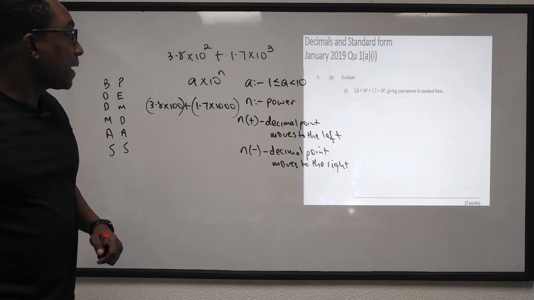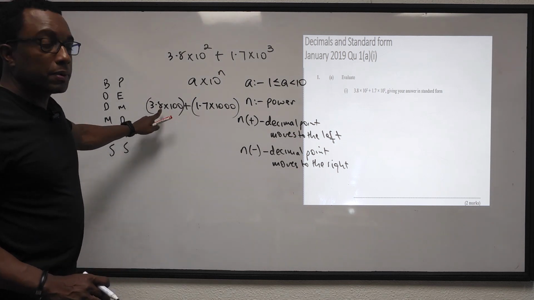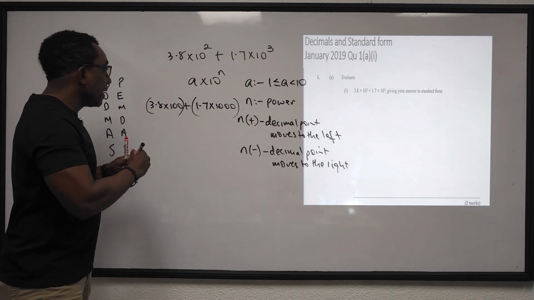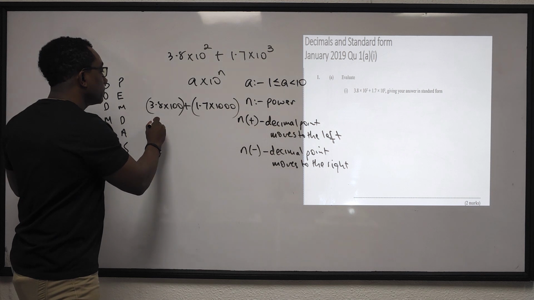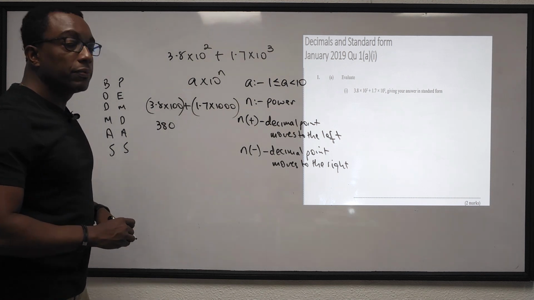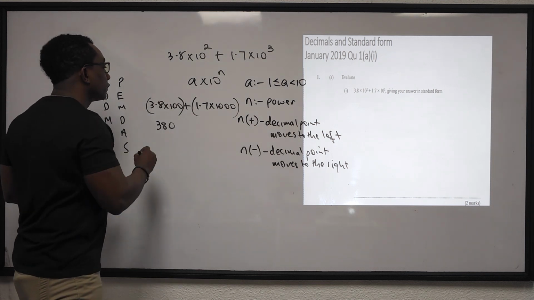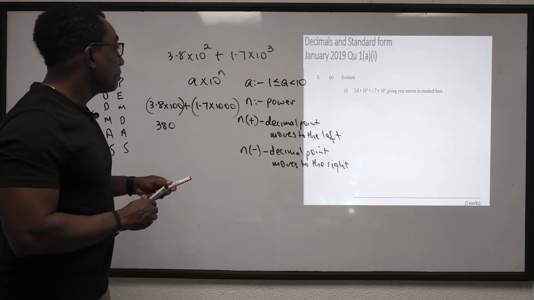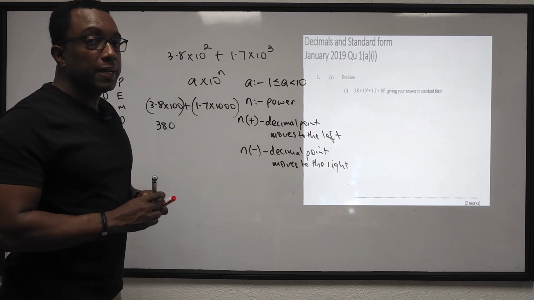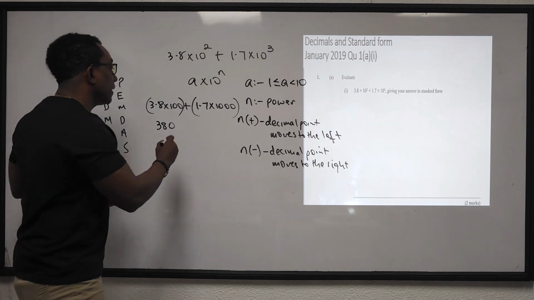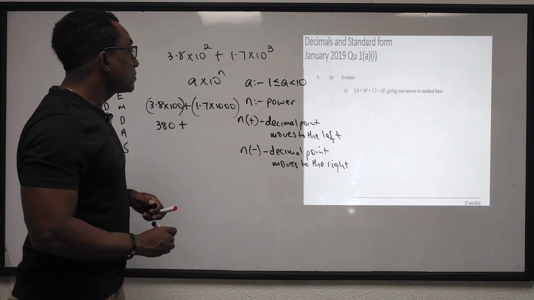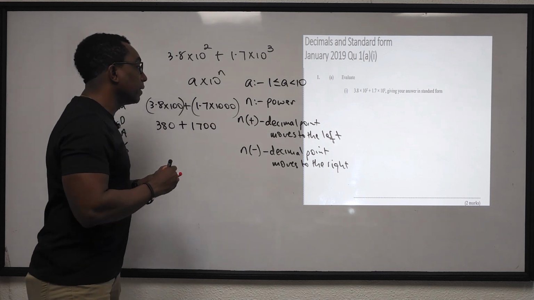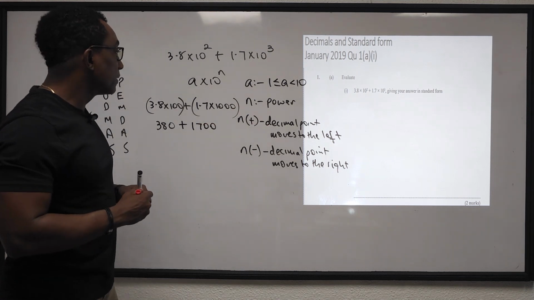So 3.8 by 100 means we're going to move this decimal point 2 places to the right. So if I move this 2 places to the right, then 3.8 becomes 380. If I have to multiply by 1000, I have to move this decimal point 3 places to the right. So if I move it 3 places to the right, so I'll have my addition sign, this becomes 1700, okay?